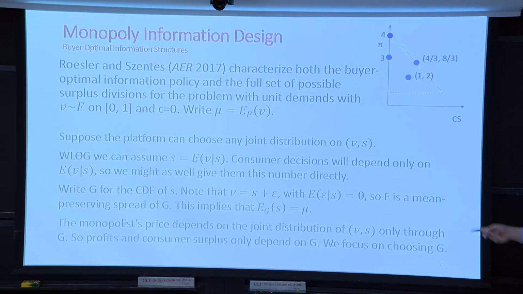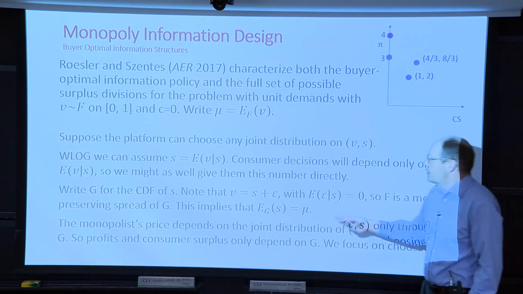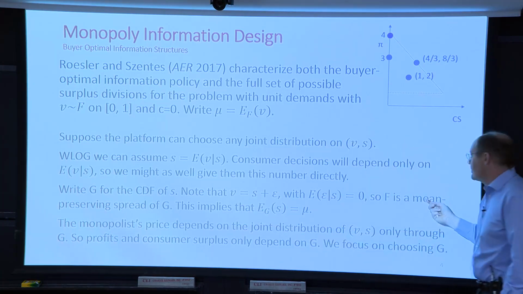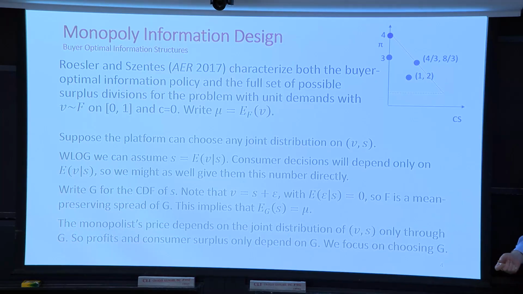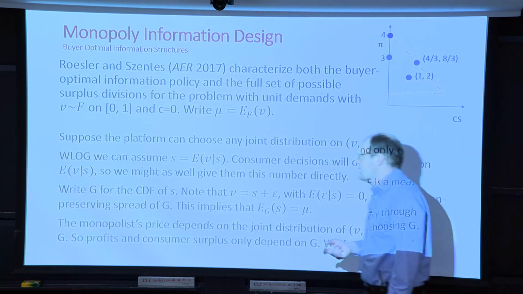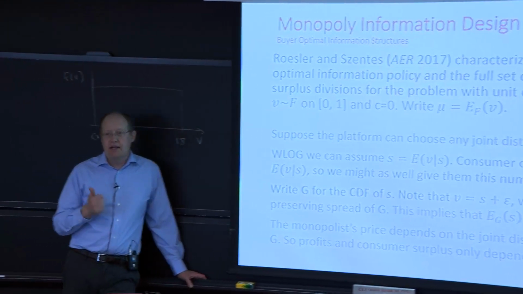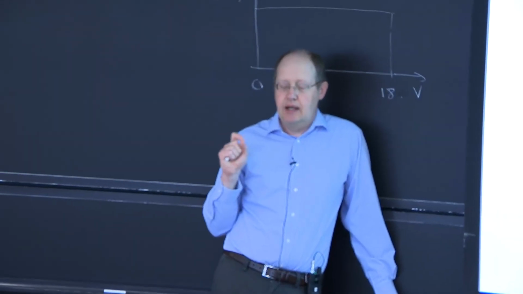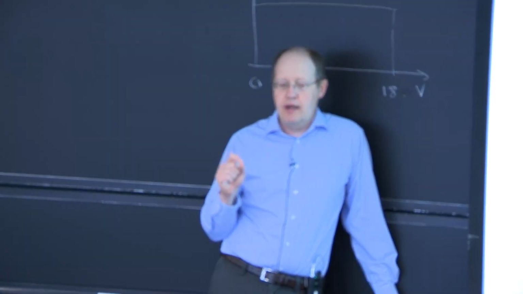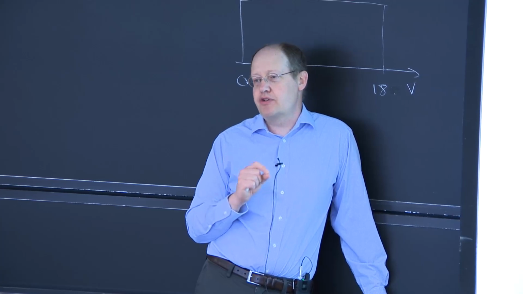The other thing is that F, the distribution of V, the true values, is a mean preserving spread of the distribution G. So what you want to think about the monopolist as doing is just choosing a distribution G over possible signals subject to those two constraints. I've got to choose a distribution that has mean mu, and I have to choose a distribution such that F is a mean preserving spread of the distribution that I pick.